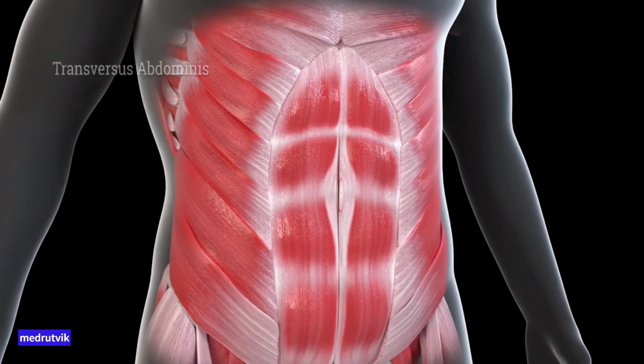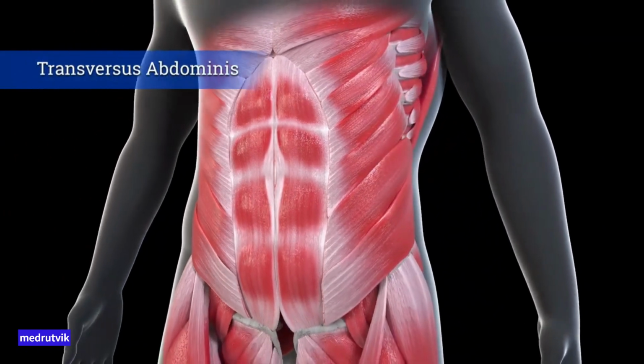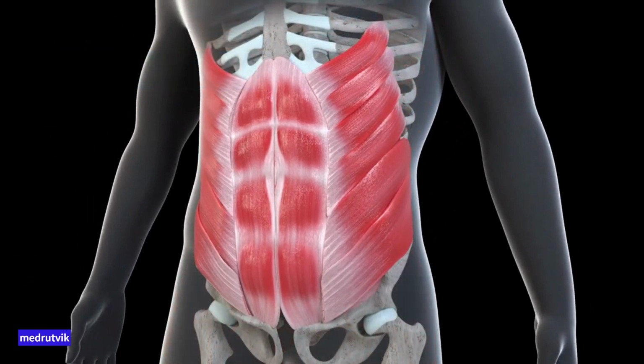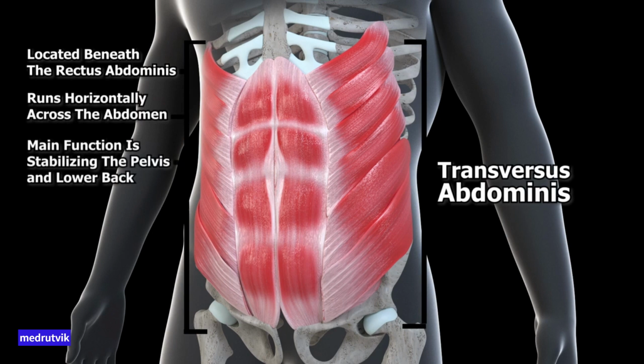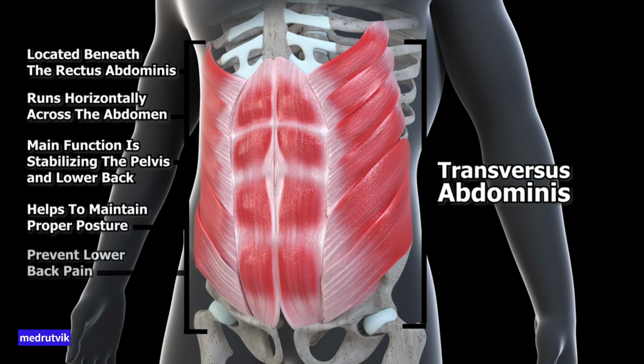Let's start with the transversus abdominis, which is the deepest abdominal muscle located beneath the rectus abdominis. This muscle runs horizontally across the abdomen, and its main function is to stabilize the pelvis and lower back. The transversus abdominis helps to maintain proper posture, prevent lower back pain, and supports the internal organs.